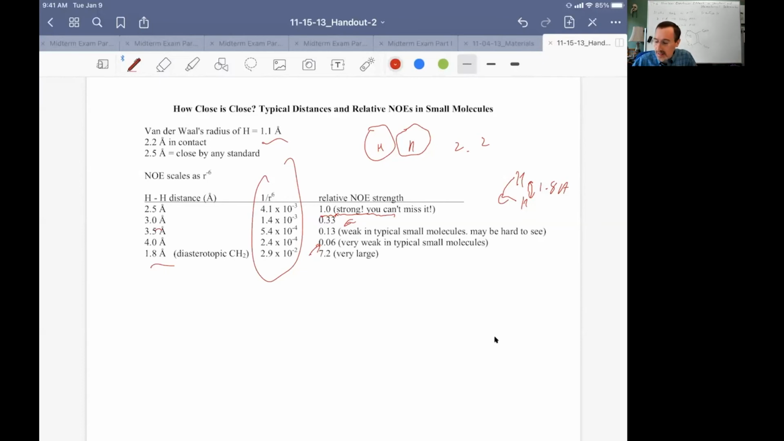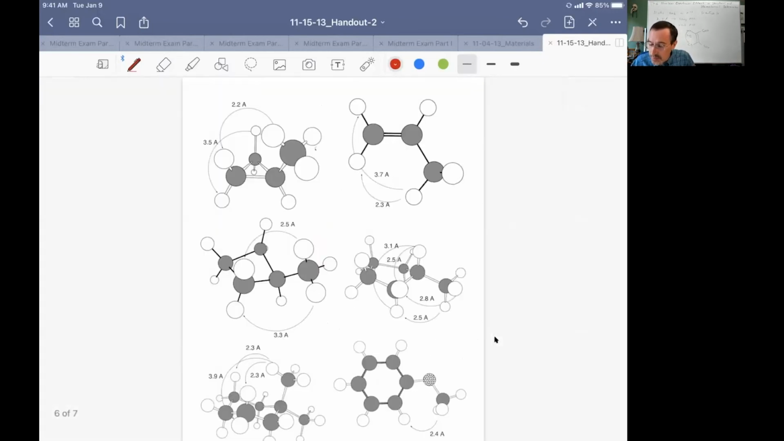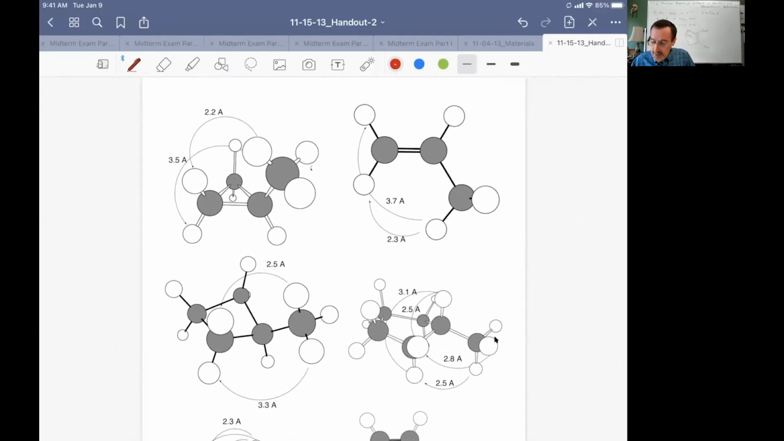And then the other way I like to calibrate my ruler is with molecular models. So remember, we had a cyclopropane example with a methyl group. And I just made a model.